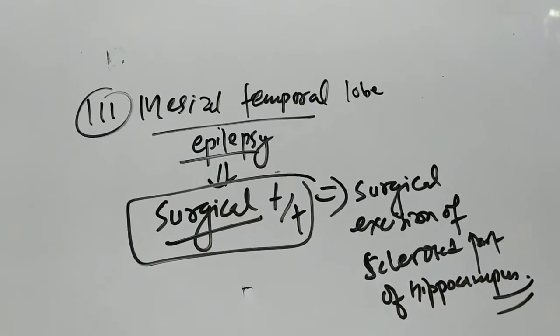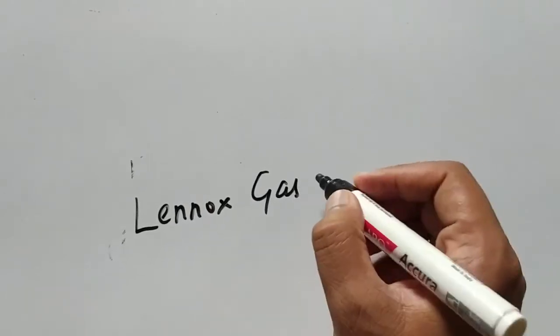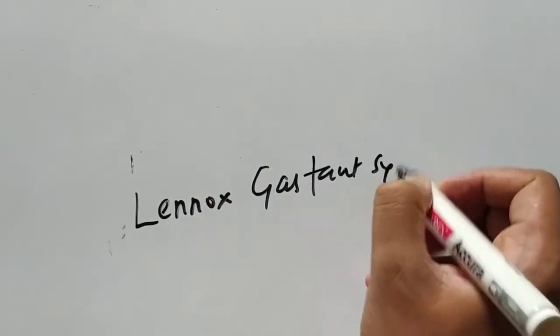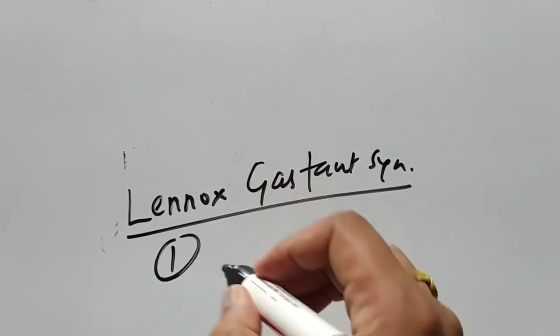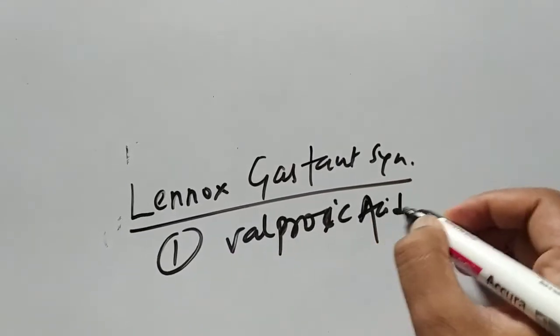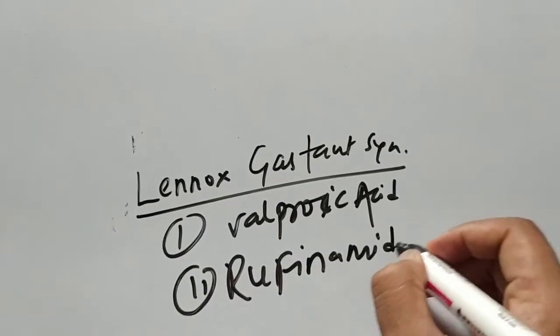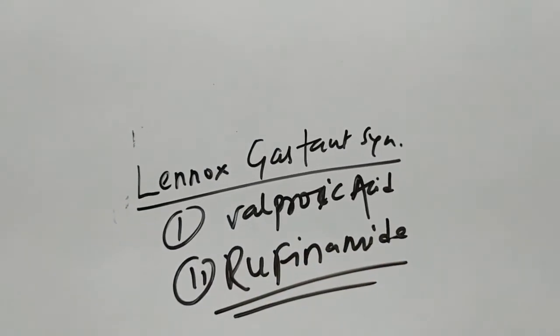So this is the surgery that is done in case of mesial temporal lobe epilepsy. There is one more drug that is given in the Lennox-Gastaut syndrome. One drug we have already studied, that is valproic acid, and there is one more drug that is known as rufinamide. So rufinamide also can be given in the Lennox-Gastaut syndrome.